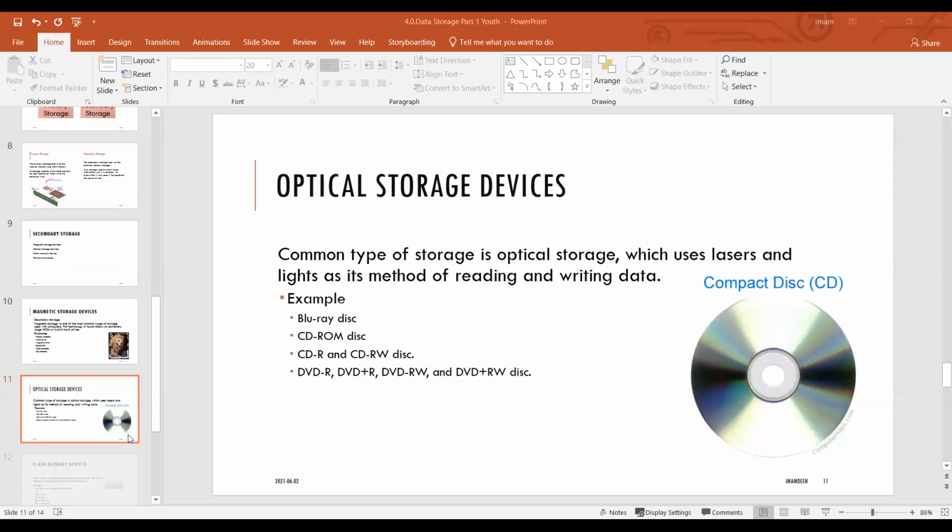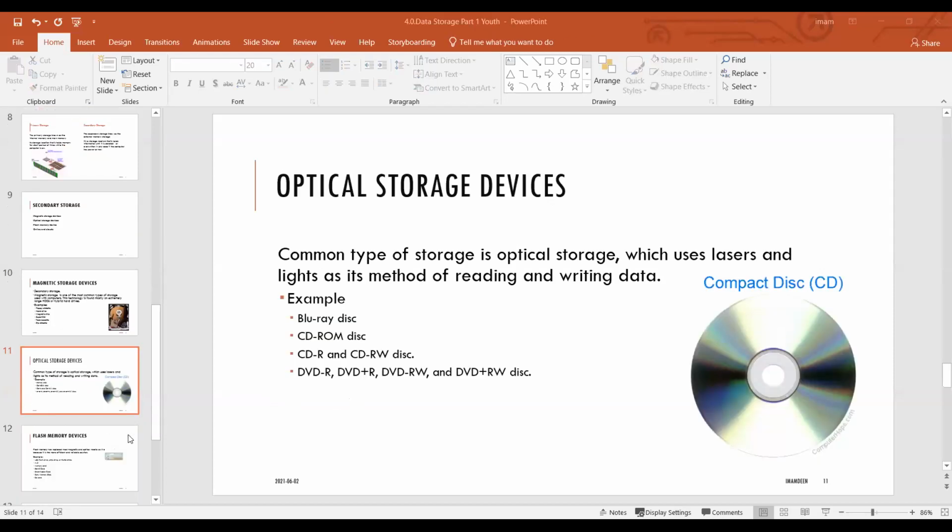Okay. So next is optical storage. Optical storage, students, is a common type of storage which uses laser and light as its method of reading and writing data. Mostly we can say Blu-ray, CD, and normal CD. In a CD-ROM, if you open a CD-ROM, we have this kind of light. Okay.